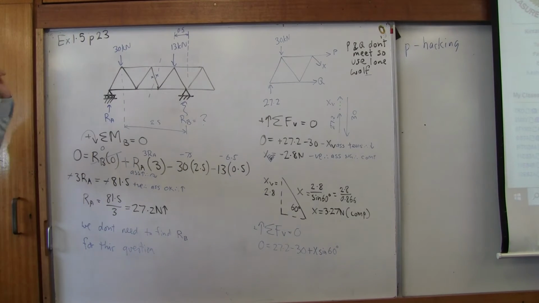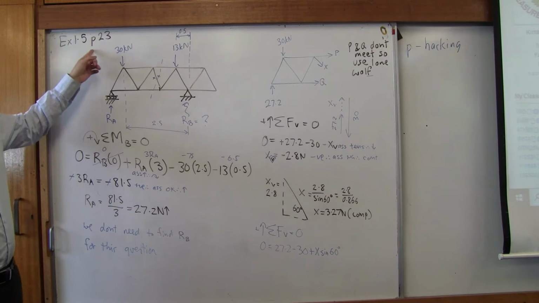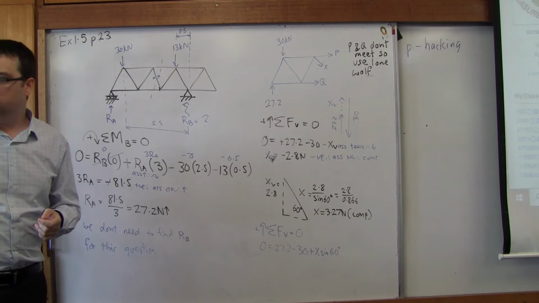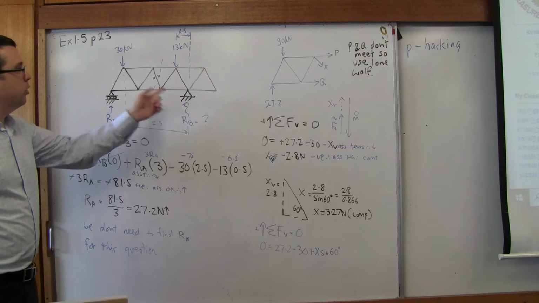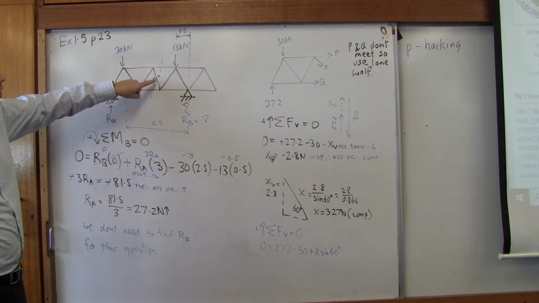In this video I'm going to be going through exercise 1.5 on page 23 of Copeland's Engineering Studies Definitive Guide Volume 2. I'm using the second edition for page numbers. What we're looking at, we're going to solve this truss. We're looking for a specific member, this member X.